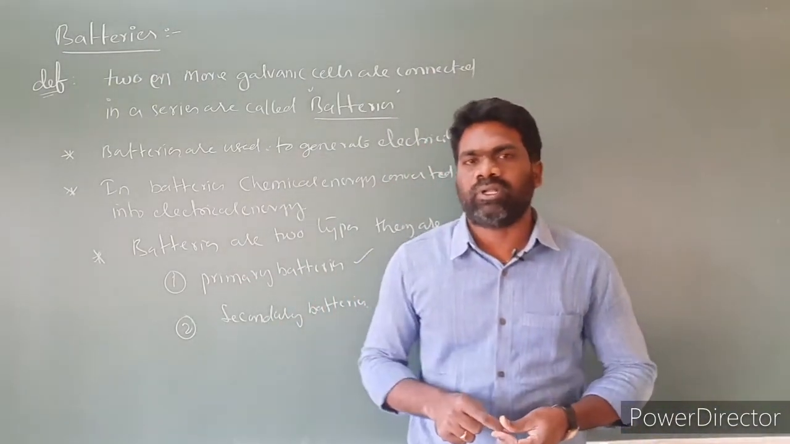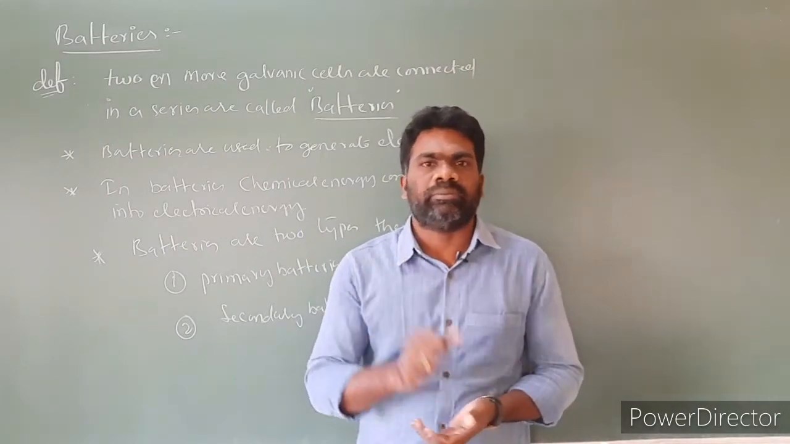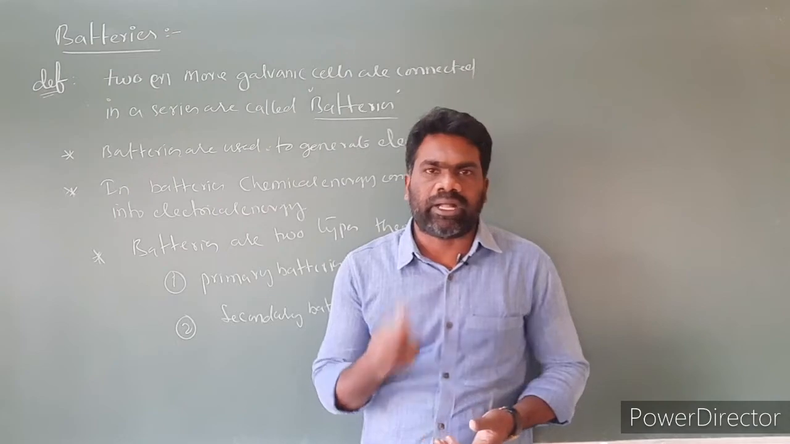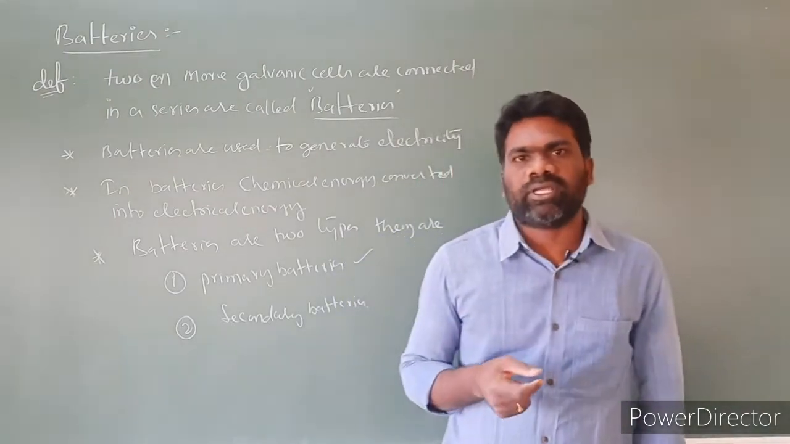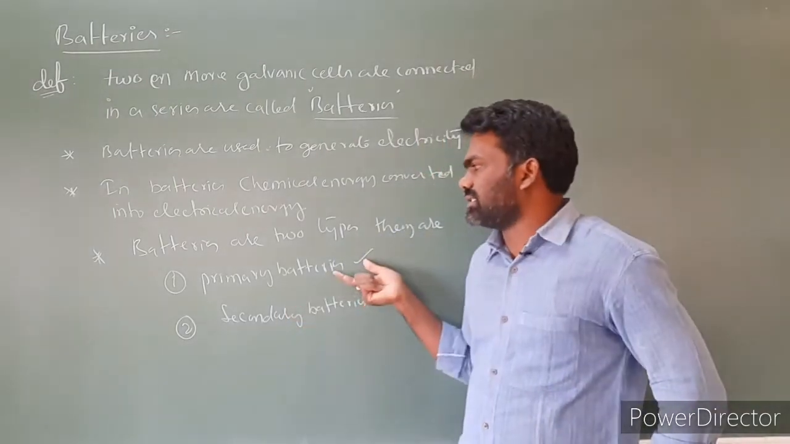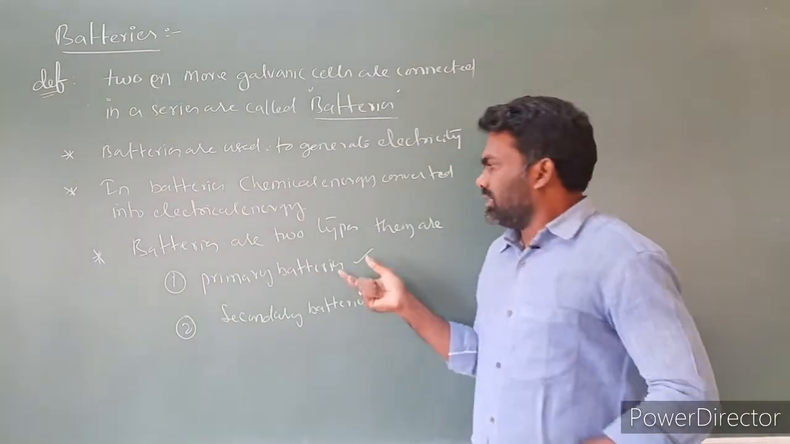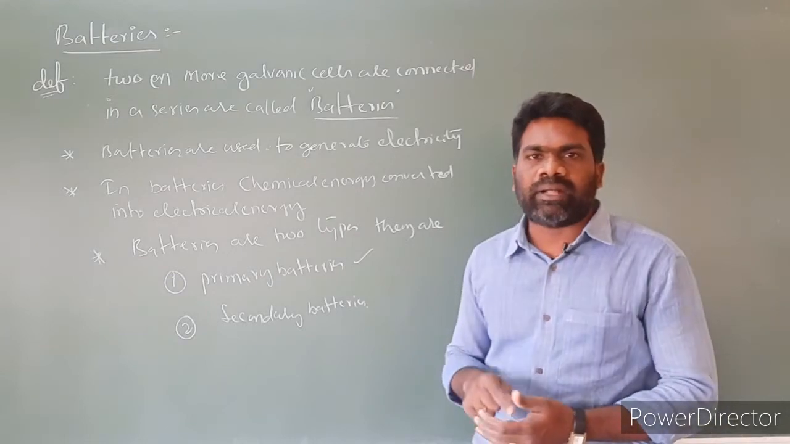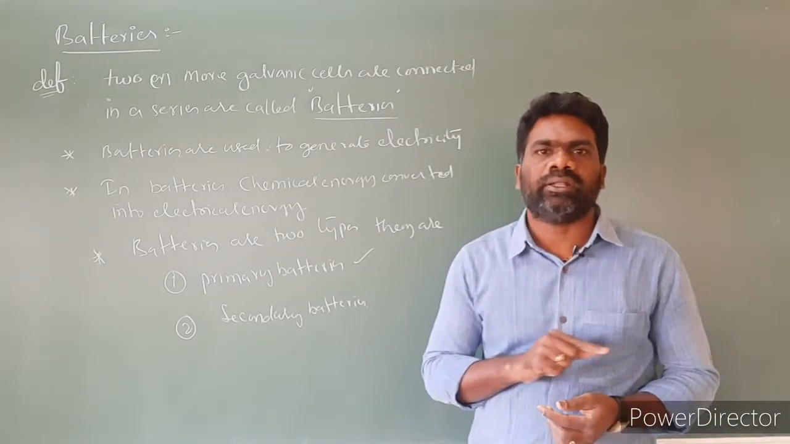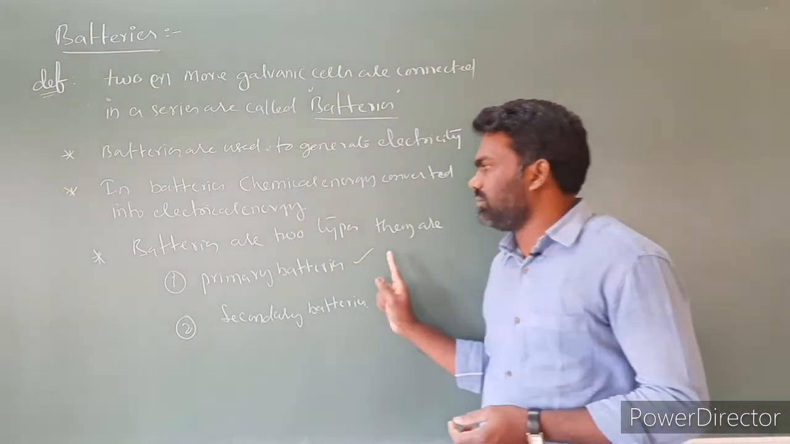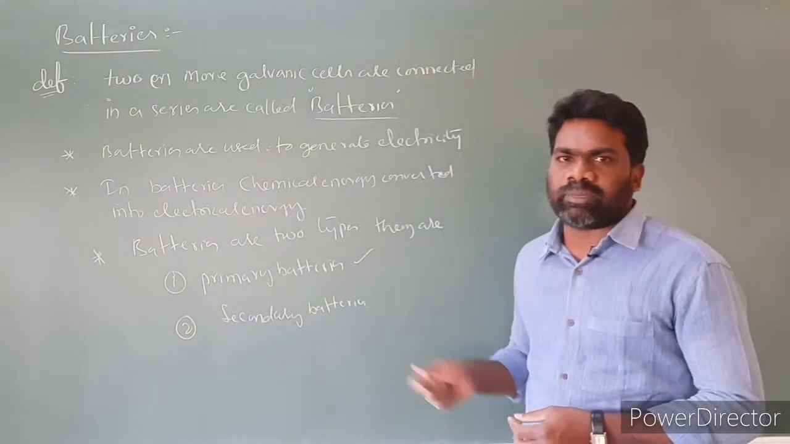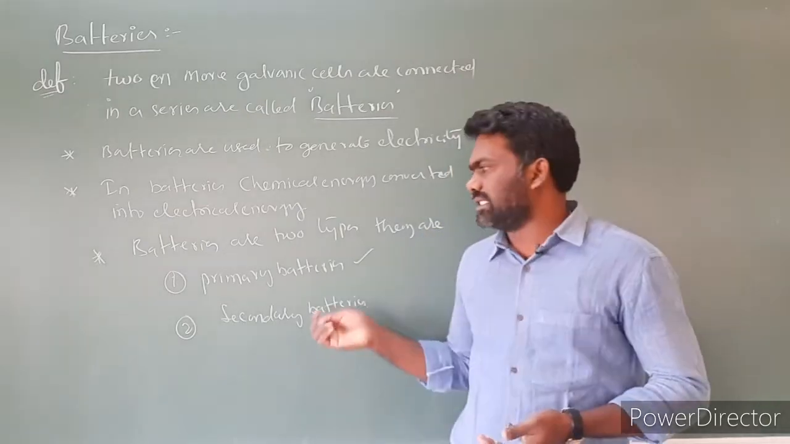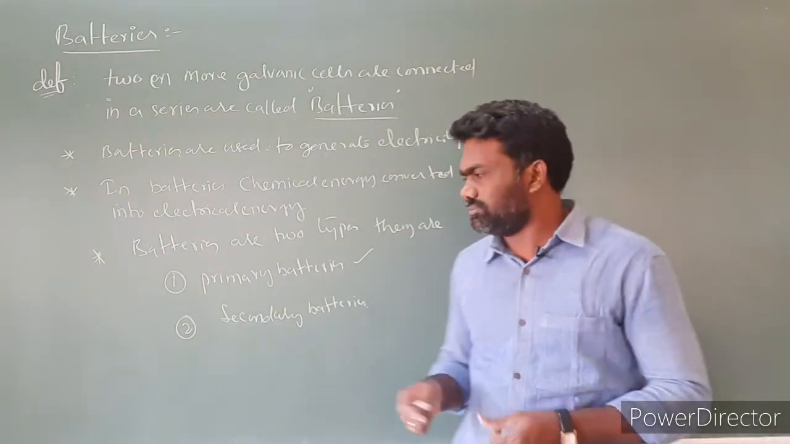You can also take the battery from wall clocks. That battery also comes under primary batteries. Once we use that battery, it becomes dead, and we cannot reuse it again. So primary batteries are batteries that, after use over a period of time, become dead and cannot be reused. Examples of primary batteries are the dry cell and the mercury cell.